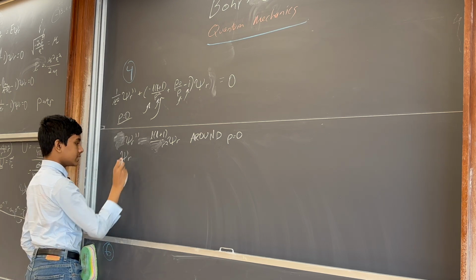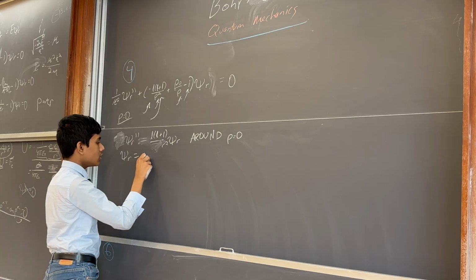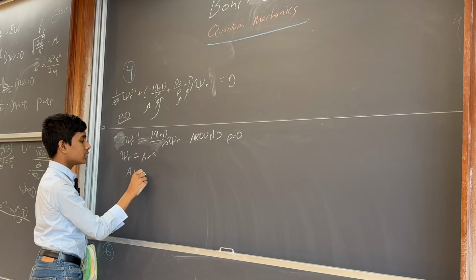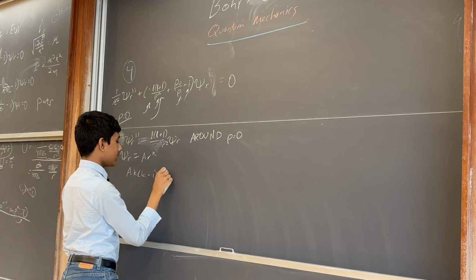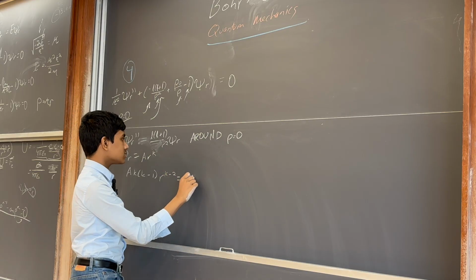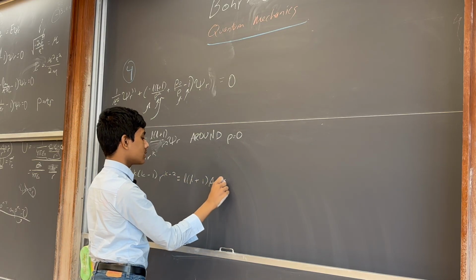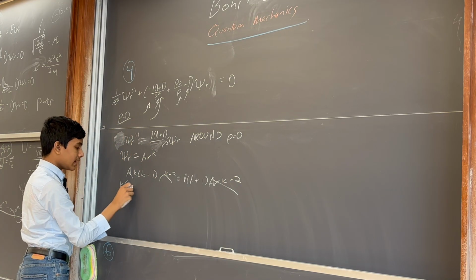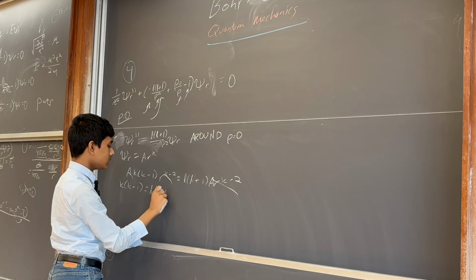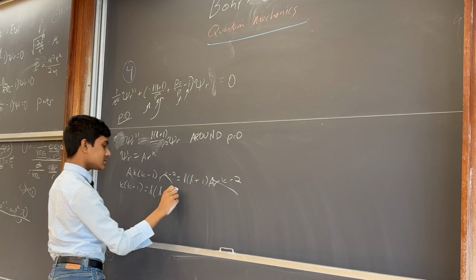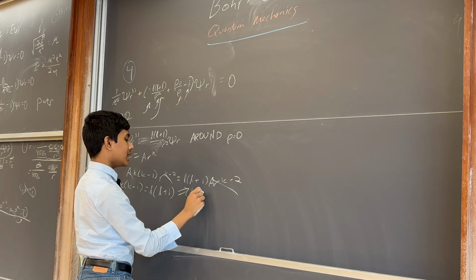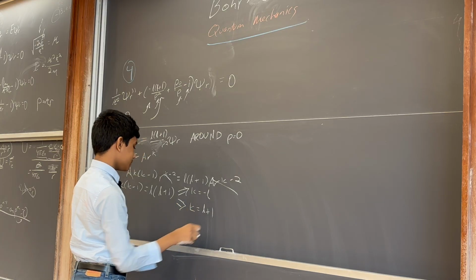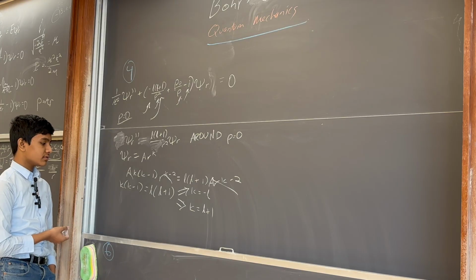So we take the ansatz psi r is equal to A r to the k. Hence, A k times k minus 1 r to the k minus 2 is equal to L times L plus 1 A r to the k minus 2. This cancels out with this, and hence k times k minus 1 has to be equal to L times L plus 1. And there's one solution to this: k is equal to minus L, and there's another solution: k is equal to L plus 1. Check these for yourself.